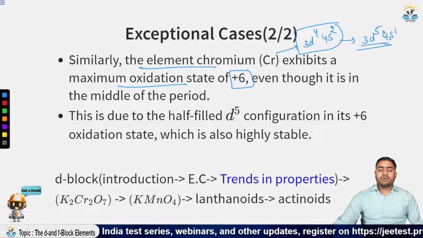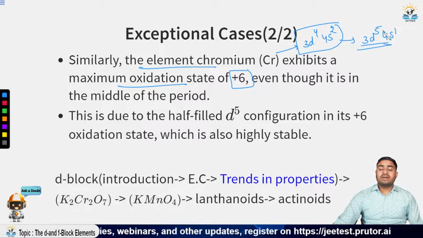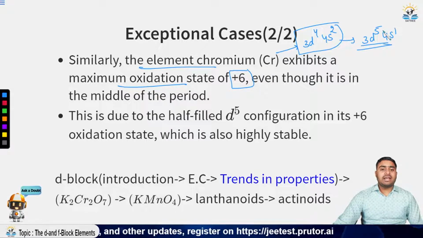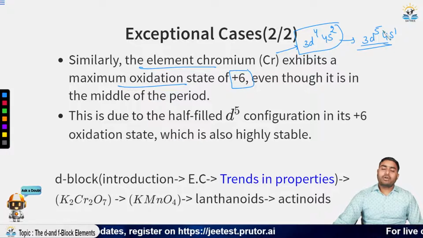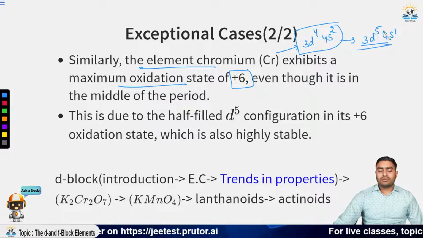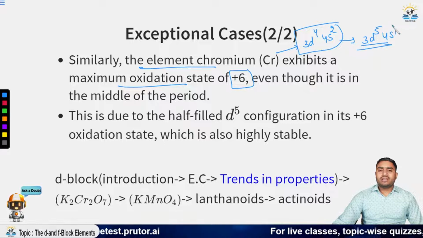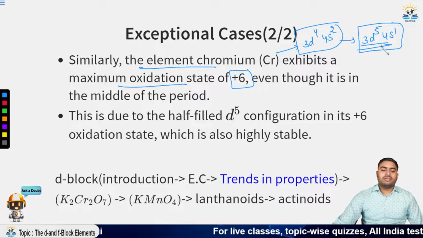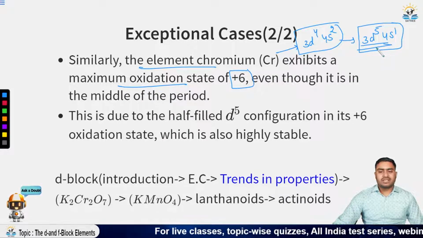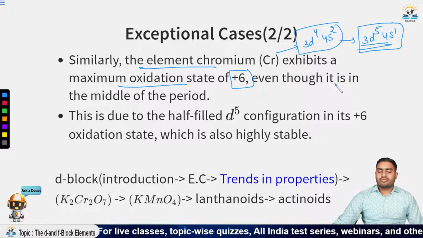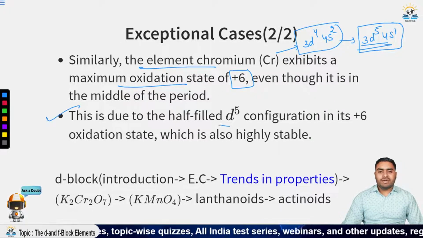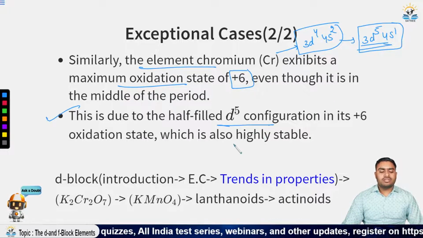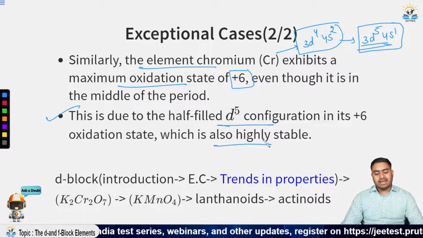I'm telling you this so that you will never make a mistake while writing the electronic configuration of copper and chromium, these half filled and fully filled cases. So it has only 6 electrons, right? You can see it can lose a maximum of 6 electrons even though it is in the middle of the period. This is due to the half filled d5 configuration in its +6 oxidation state, which is also highly stable.